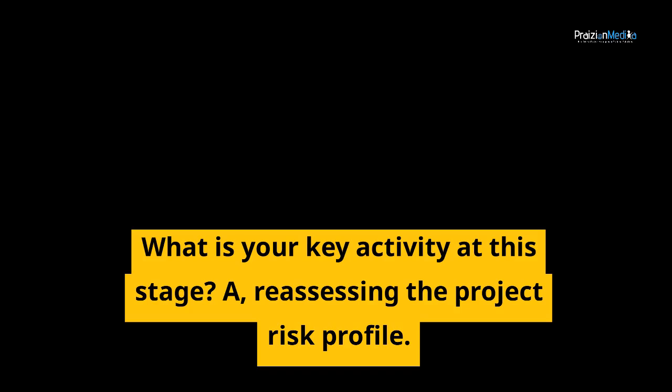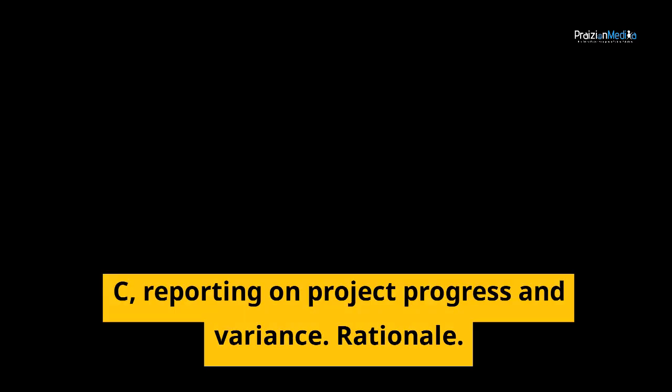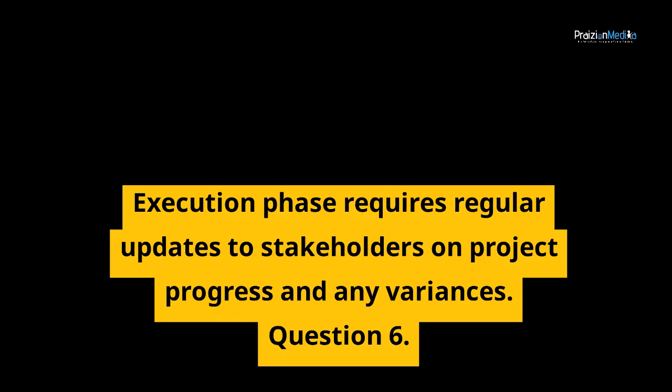A. Reassessing the project risk profile. B. Conducting a comprehensive project audit. C. Reporting on project progress and variance. Correct answer, C. Reporting on project progress and variance. Rationale: execution phase requires regular updates to stakeholders on project progress and any variances.